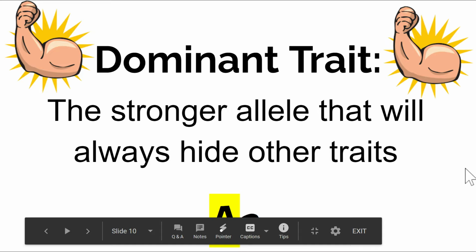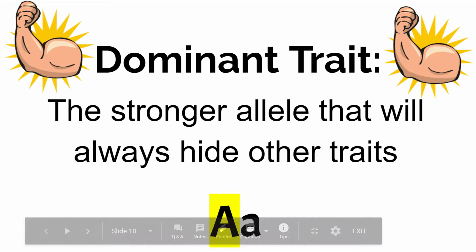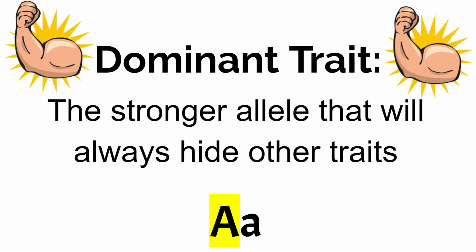Okay, dominance. Dominance is the stronger allele. This will always hide other traits. It will always win. We will show that by a capital letter. If we look at the genotype below, there's two alleles, we put a letter on it. The capital A would be the dominant allele. It would hide that smaller allele.